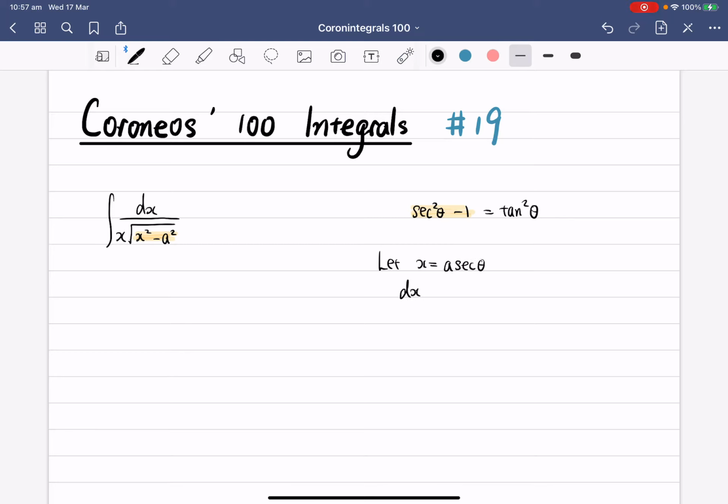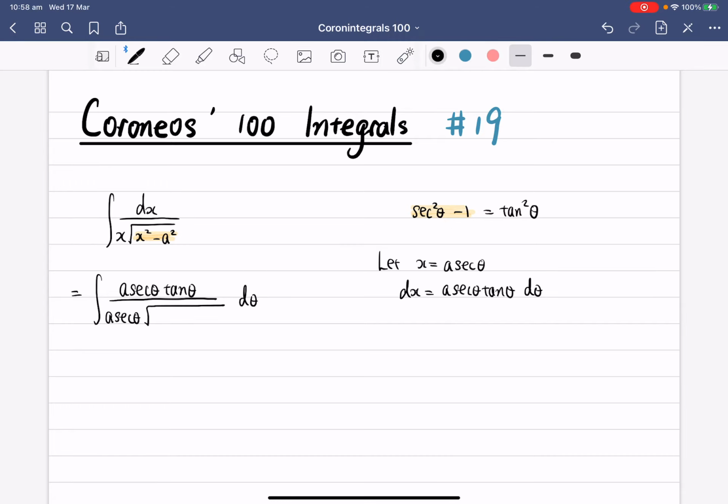Therefore dx, if we differentiate, where the derivative of sec theta is sec theta tan theta, becomes a sec theta tangent theta d theta. Now we can do the substitution. The dx is replaced by everything here, so let's copy everything down. The numerator becomes a sec theta tangent theta, and let's write the d theta towards the end, over x, and x is equal to a sec theta.